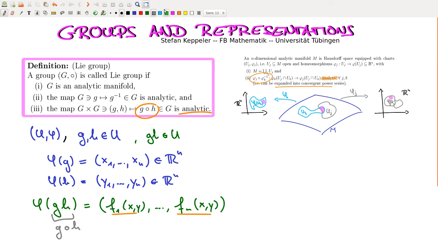And then, of course, we also demand that the map that takes G to its inverse, and the inverse also has some coordinates in Rn, and these are also analytic functions of these x's here.